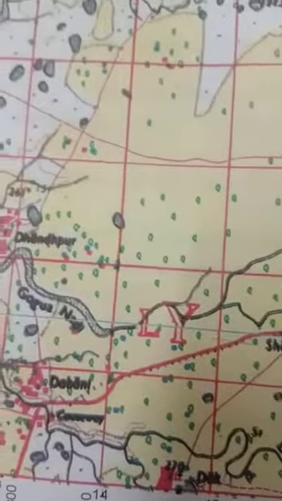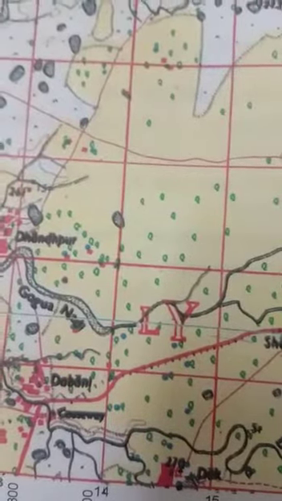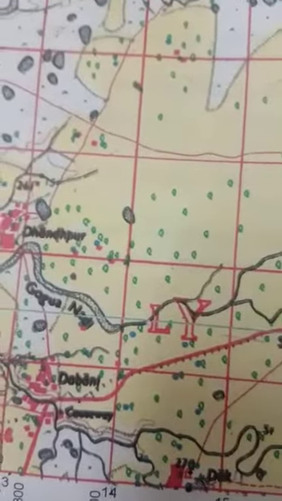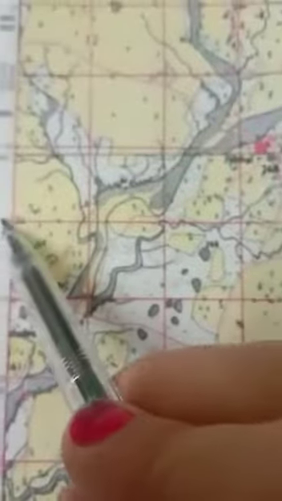Next question. What do the following numbers in grid 17, 18 mean? Now first you find 17. 17 is this and 18 is this. So 17 and 18, you come here.